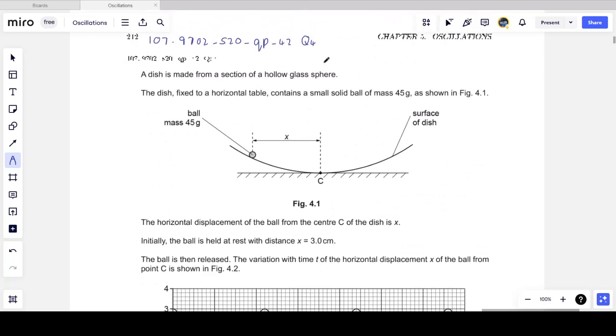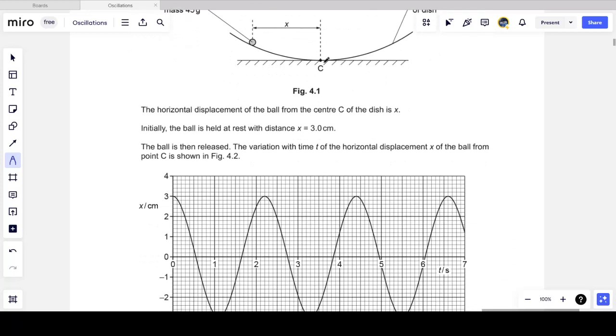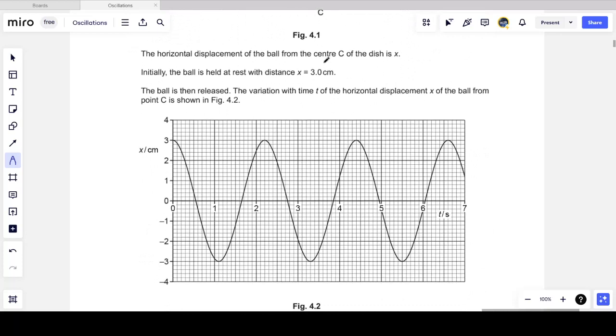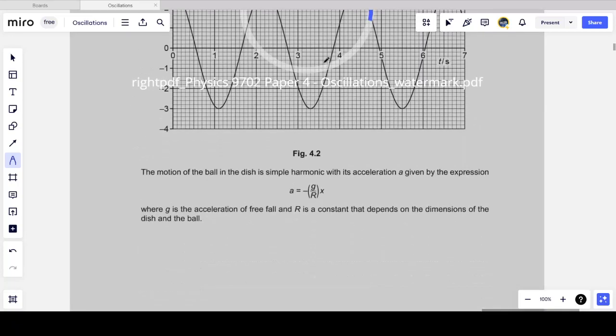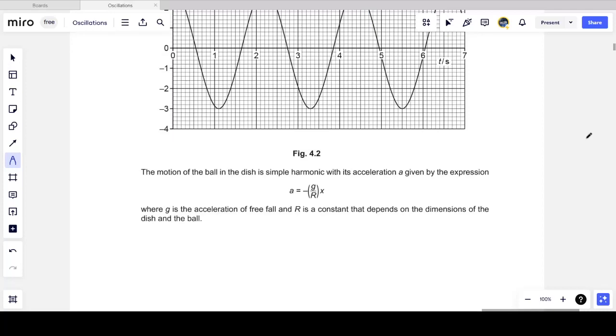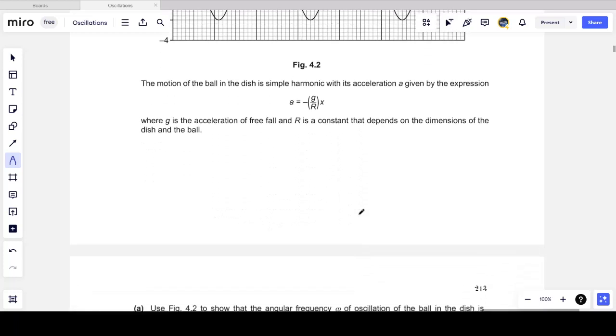So this ball is moving along this arc shape, along this curve, but we only really care about the horizontal displacement. We don't have to care about the two-dimensional motion, but rather just the one-dimensional oscillation, which we can see is simple harmonic from looking at the graph. Indeed, the next question tells us that the motion of the ball in the dish is simple harmonic with its acceleration given by the expression a equals minus g over r times x, where g is the acceleration of free fall and r is a constant that depends on the dimensions of the dish and the ball.